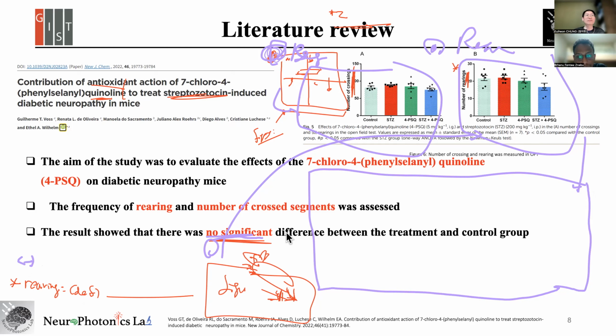Maybe you have to put the limitation of the study for each. Even this one, only two behavior assays were performed. Okay, that's a limitation. Here is also another, only these two. I don't know if they have another, but so limited number of behaviors, and then maybe why it's not significant.